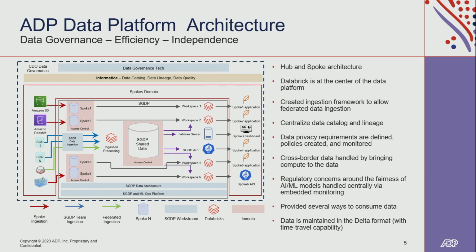There is the spoke one and spoke two and spoke three and spoke four type of storage, which we call private storage. And then we have the one in the middle, which is called shared data, which is the shared storage. Let me explain a little bit the difference between these two.